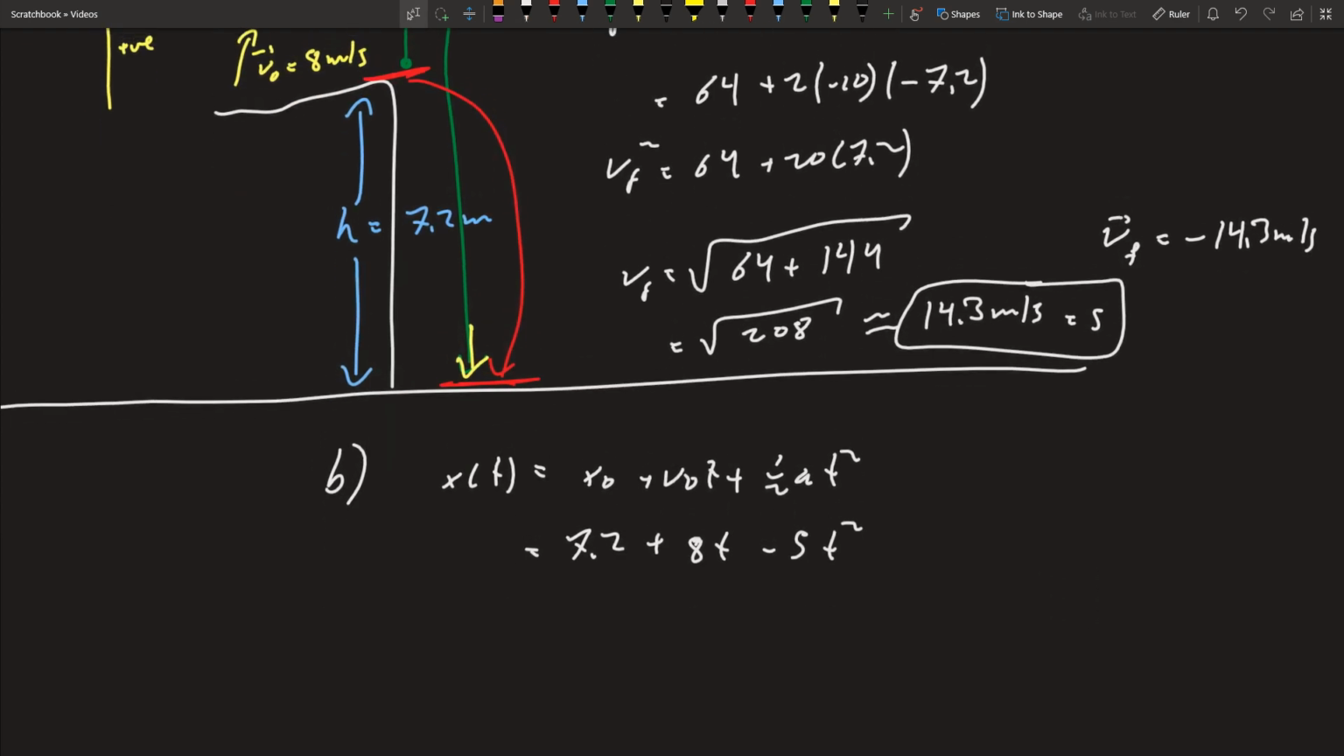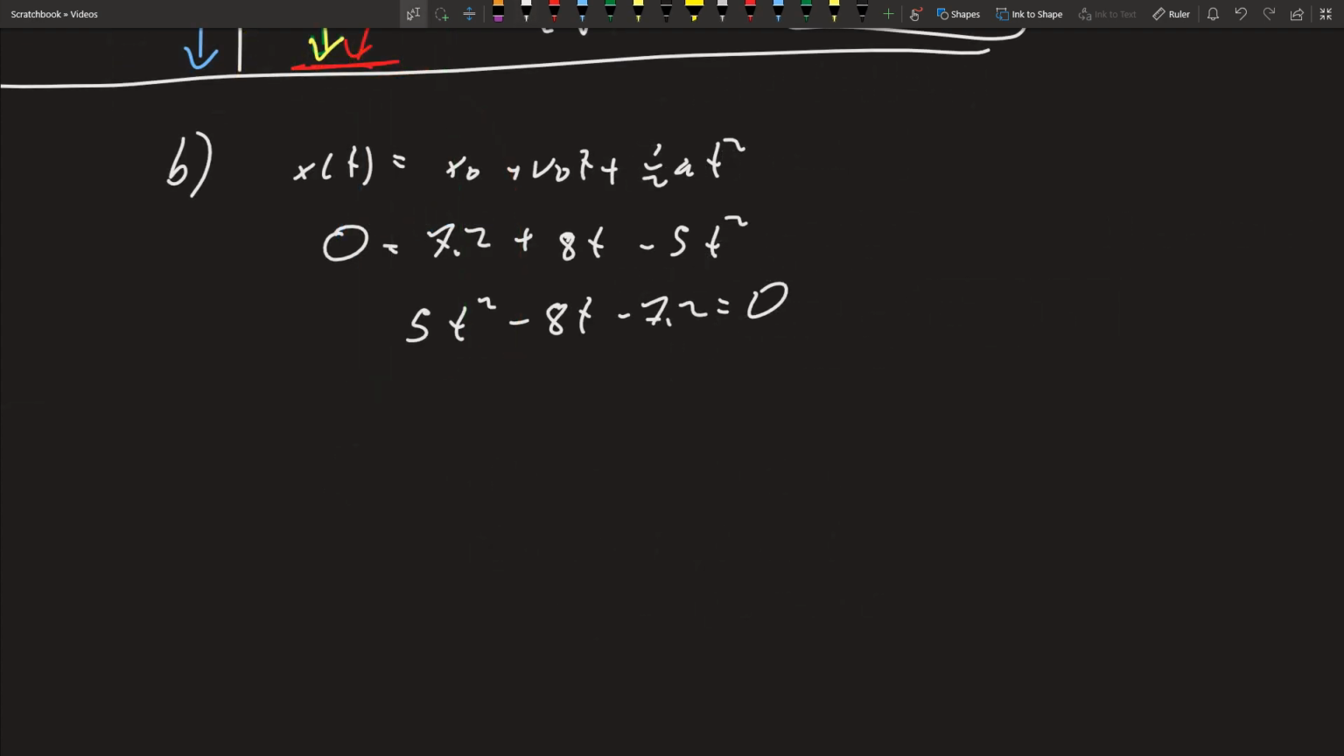Anyways, so what's x of t? It's 0, right? We want it to be 0 because we want the time where it hits the ground. When hitting the ground means that its position is 0. So we have 5t squared minus 8t minus 7.2 is equal to 0. So I'll solve the quadratic equation. I'll get t is approximately equal to 2.28 seconds. And then we have another t which is equal to negative something. So don't take the negative, of course.